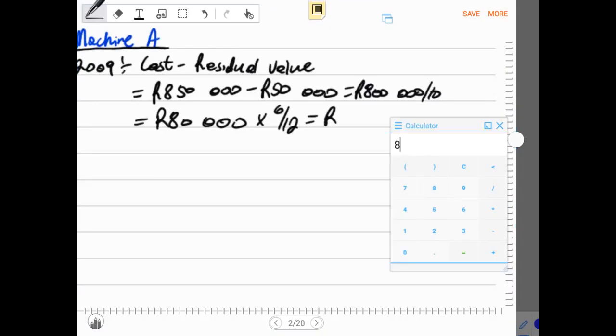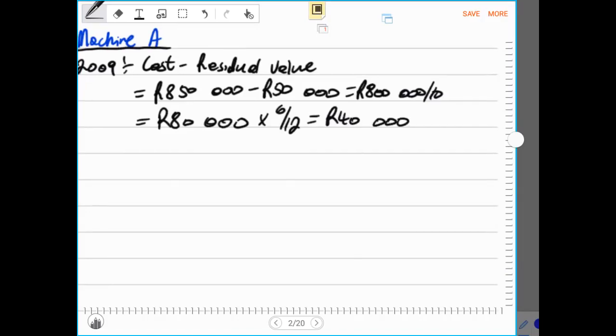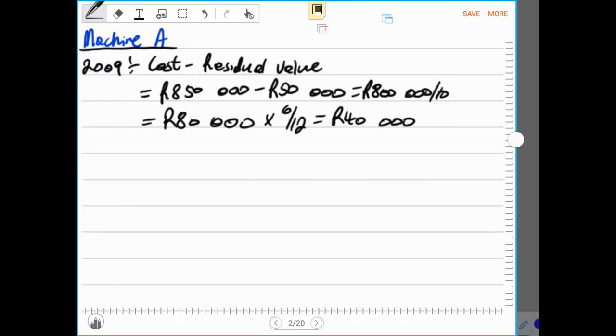So we have 800,000, divide by 10 first, that gives us 80,000, times by 6 over 12, which you can also divide by 2, meaning depreciation for the year 2009 must have been 40,000. So now we go to the year 2010.